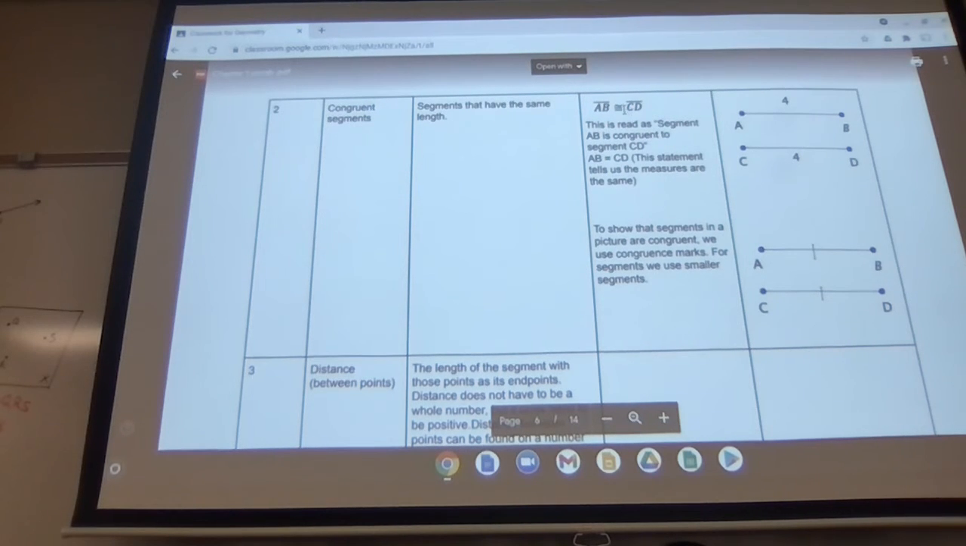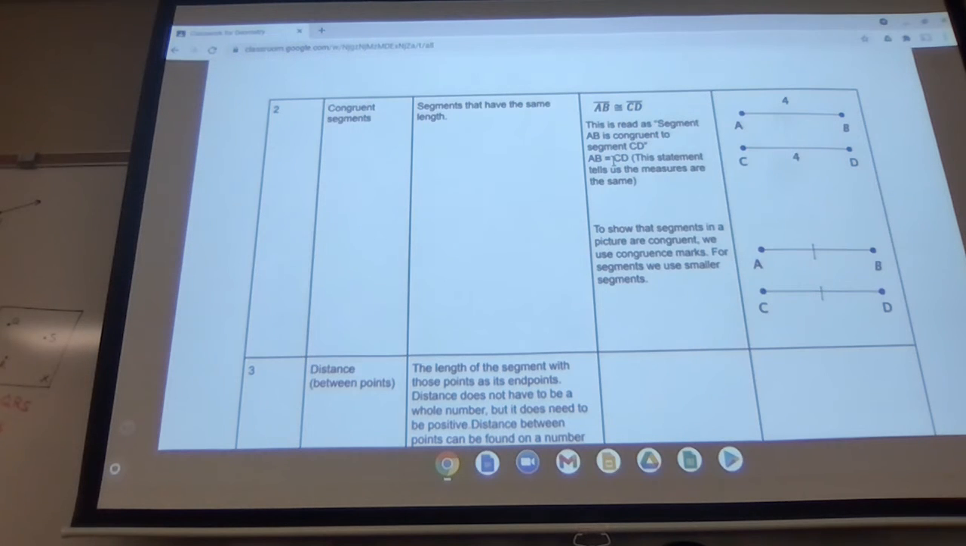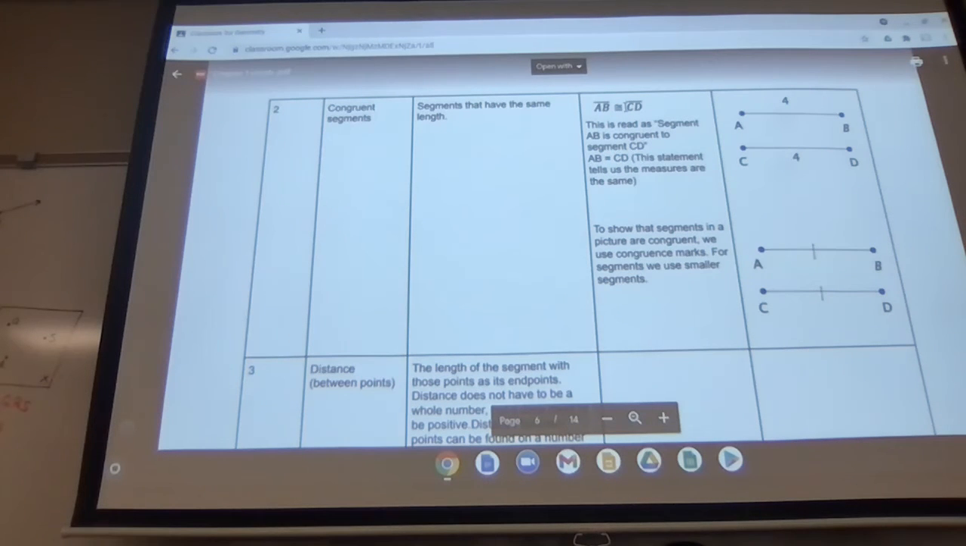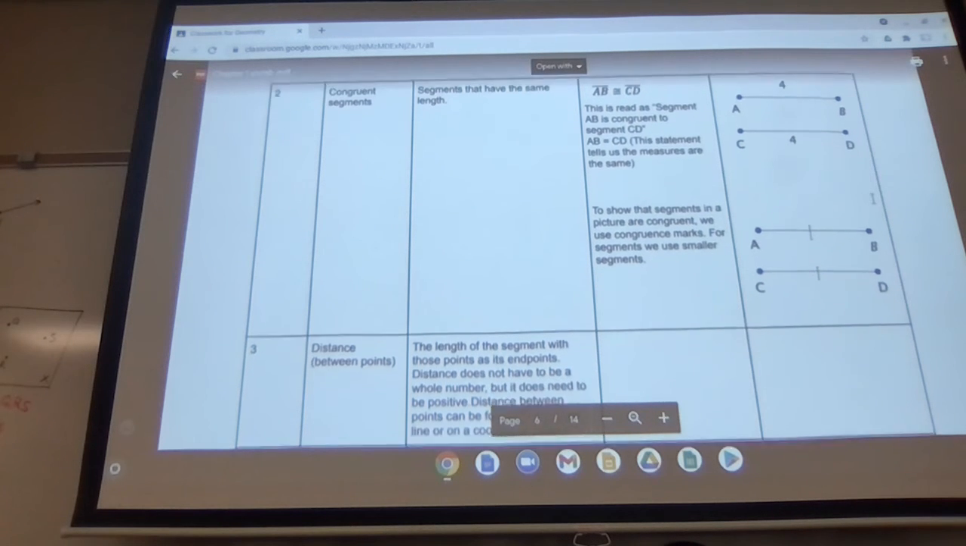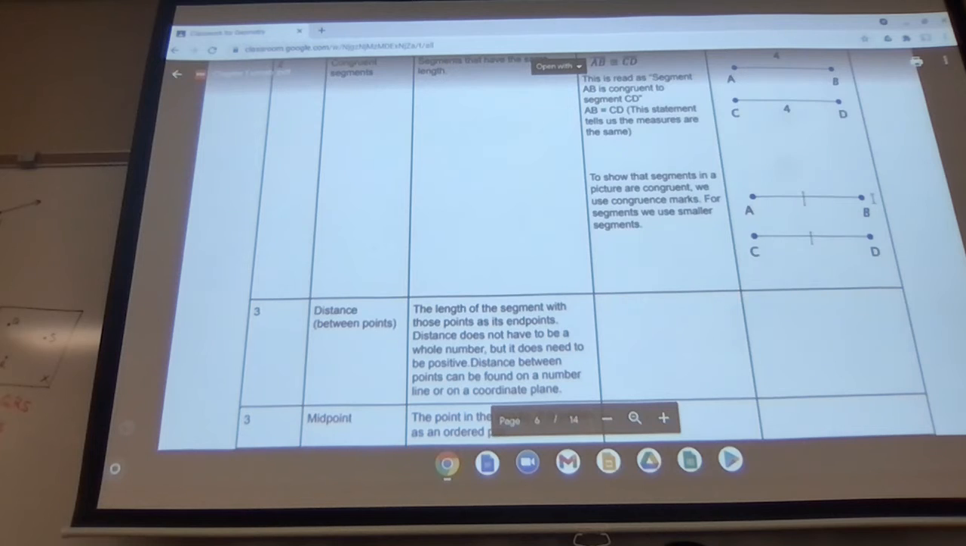So that means they're congruent. If you have an equal sign between them, that means their measures are the same. So really not a real technical difference there, but that's congruent, that's equal. It means they have the same length. Okay. Now, here is a big one. You're going to see a lot of this as we go through the year.